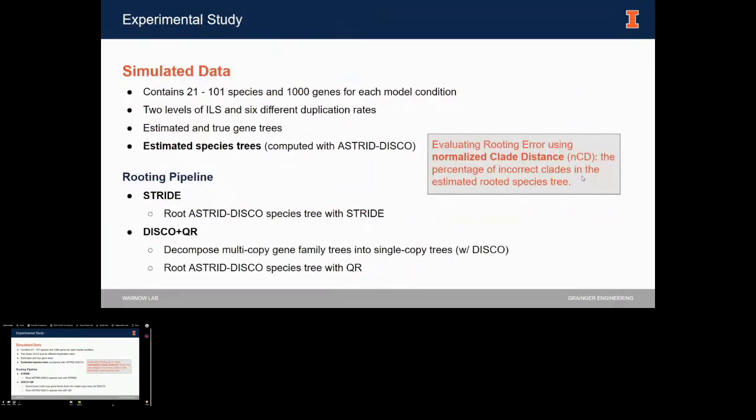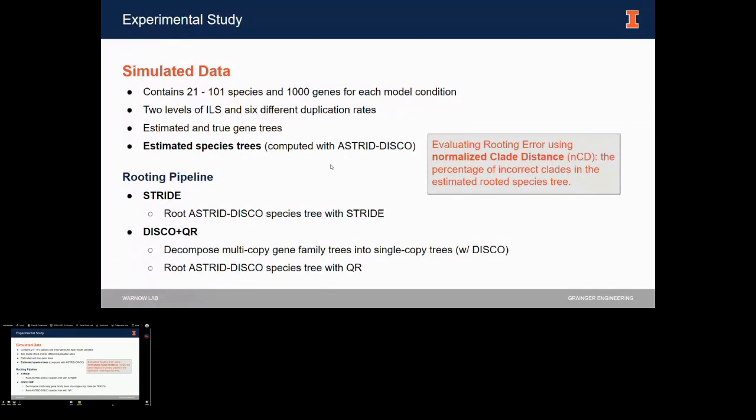So we decided to examine how well this worked on simulated data. We simulated a bunch of model conditions, varying from 21 to 101 species with 1,000 genes for each model condition, and several levels of ILS. We had true and estimated gene trees, I mean, estimated species trees that we estimated with Astral DISCO.